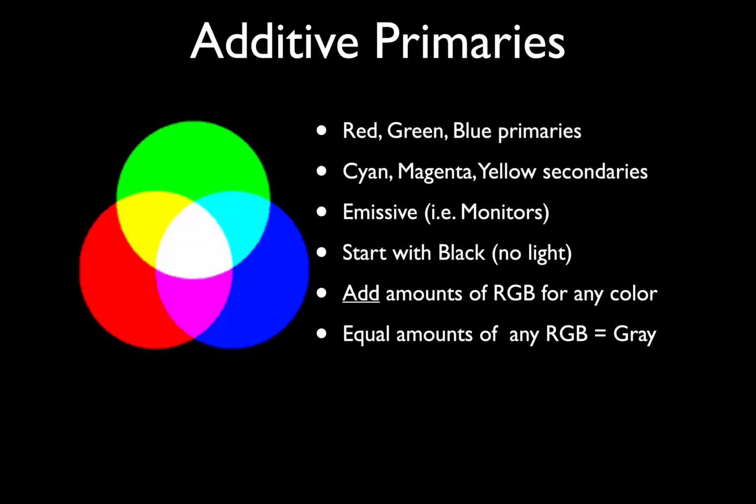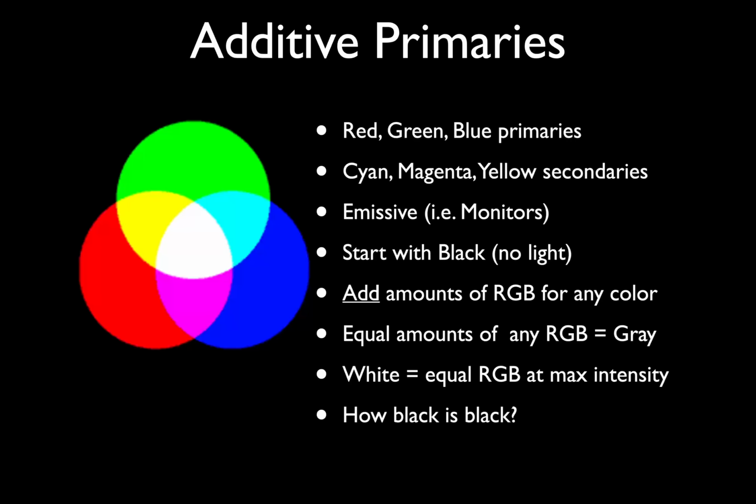But this is key. White is equal to, again, equal amounts of RGB at the maximum intensity. How black is black?